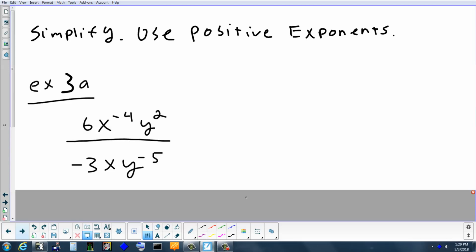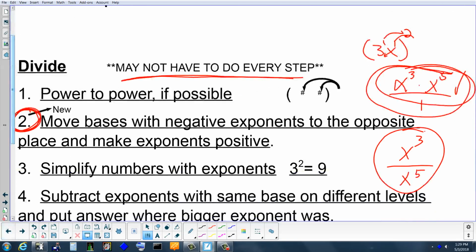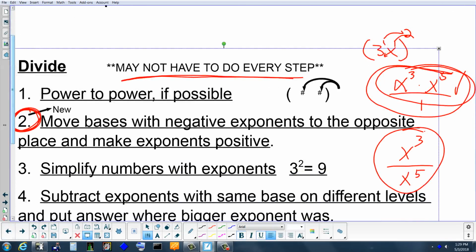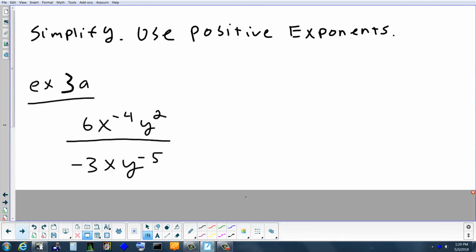Move the negative exponent. Move the base with the exponent, so the base and the exponent together. Can somebody give me a base that has a negative exponent here? X to the -4. Yes, I agree. X to the -4th. Where's it going to go? It's going to go to the bottom.